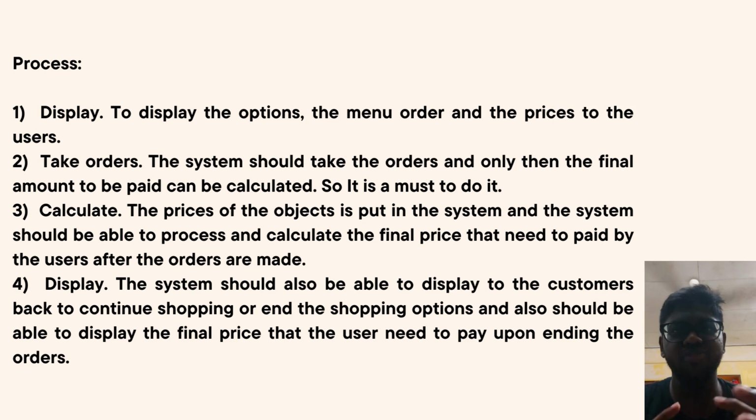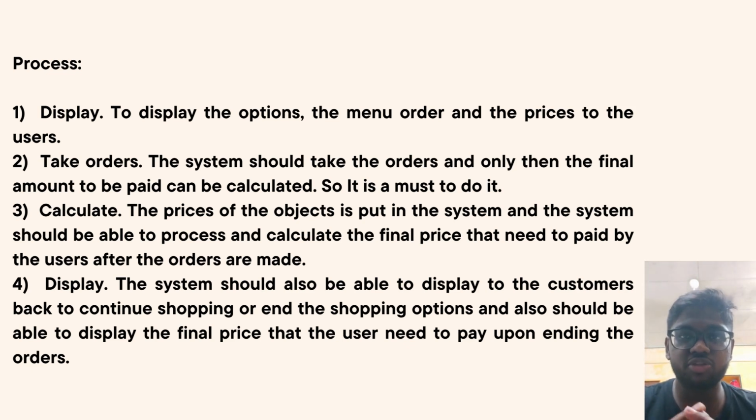Next, the process. The first process we want to give in the code is to display the options, the menu order and the prices to the users. The second process is to take the orders. The system should take the orders and only then can the final amount to be paid be calculated.